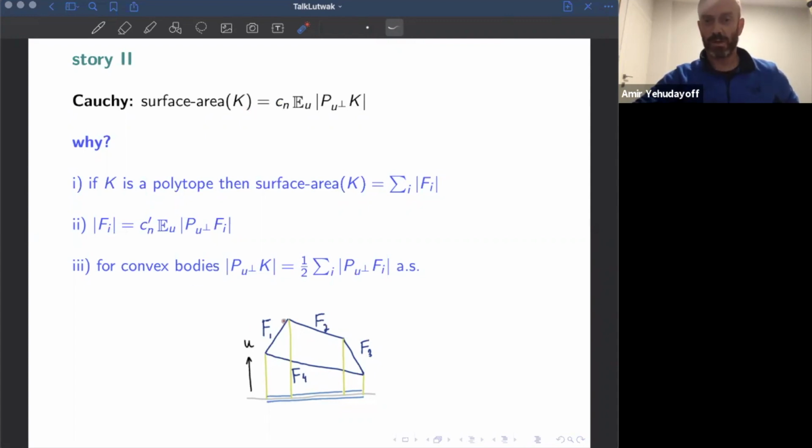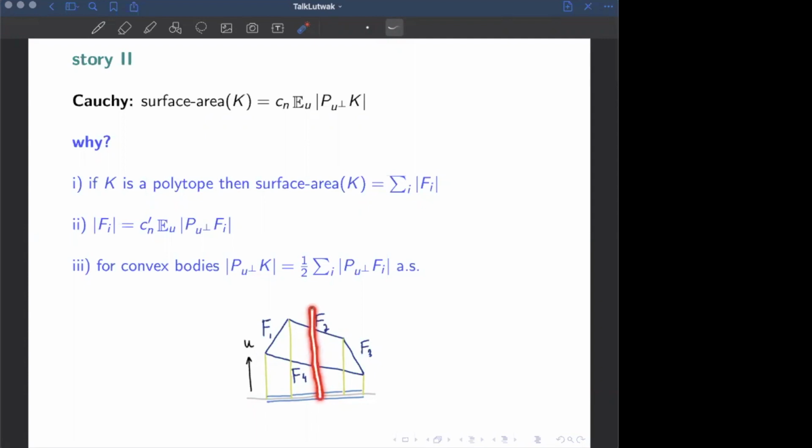Okay, so this is the second part in the reasoning. And the third part, which is this picture, shows a two-dimensional thing. We choose the direction u, and now we fix it. And now we project to the orthogonal complement of u. Then, because the body is convex, above every point in the projection, or sorry, can I ask a question?